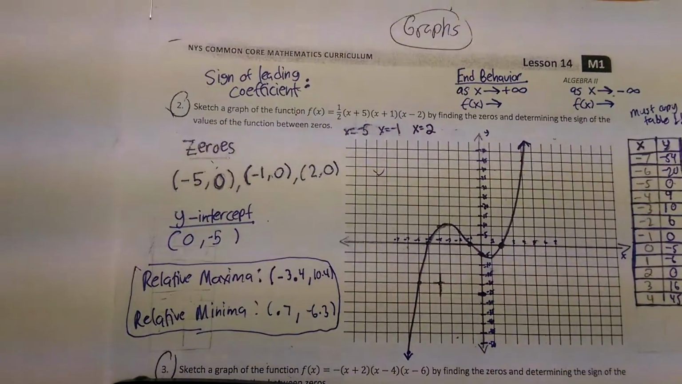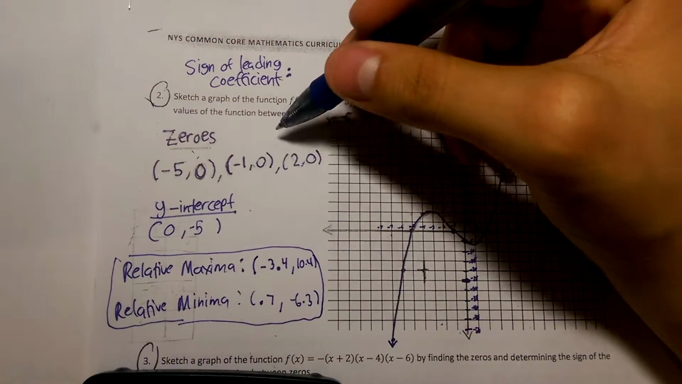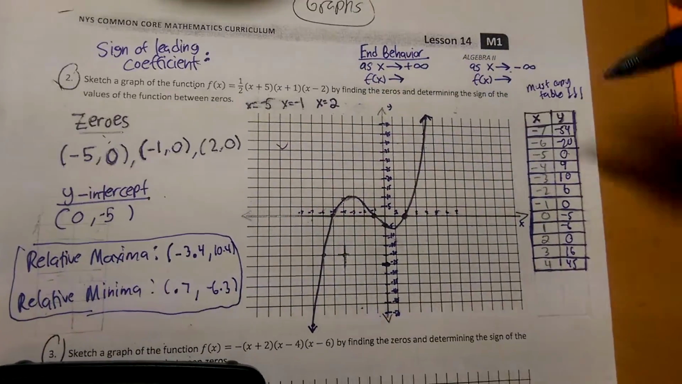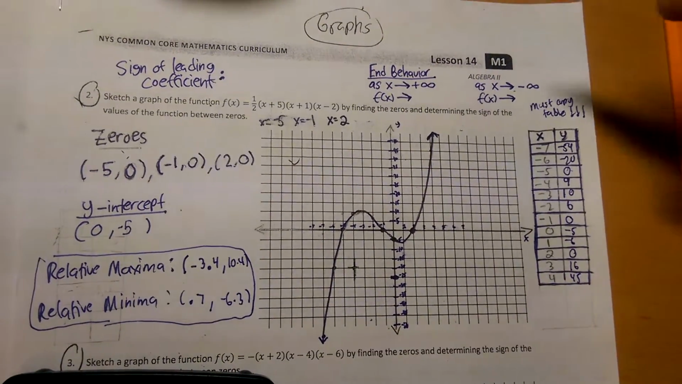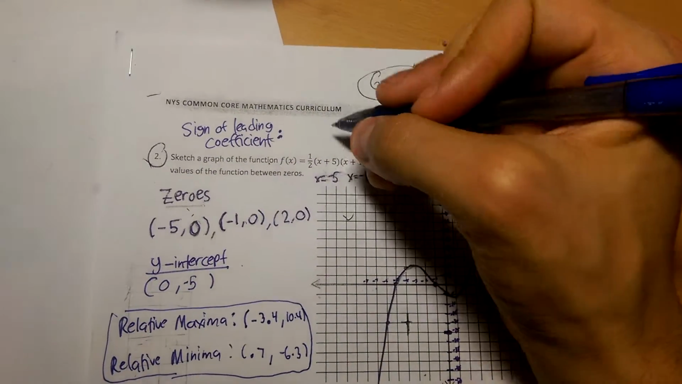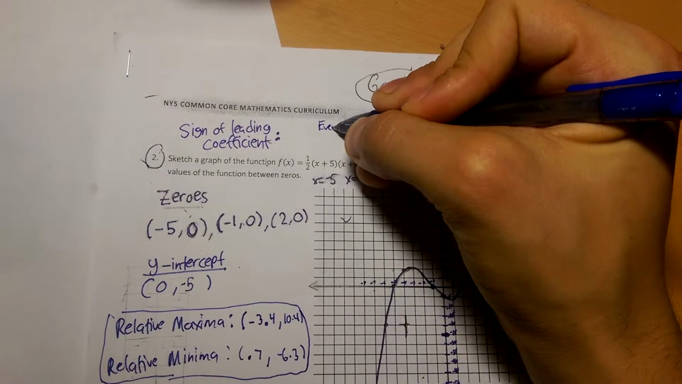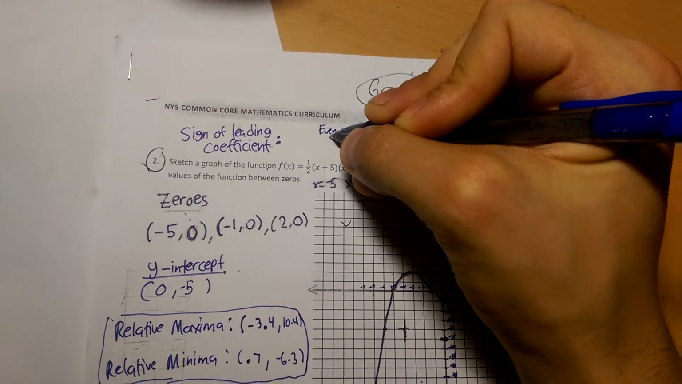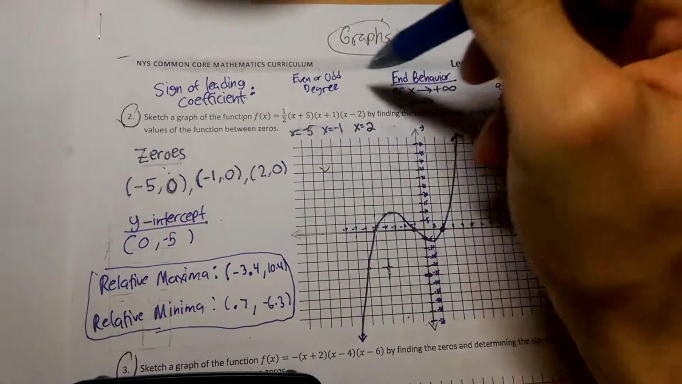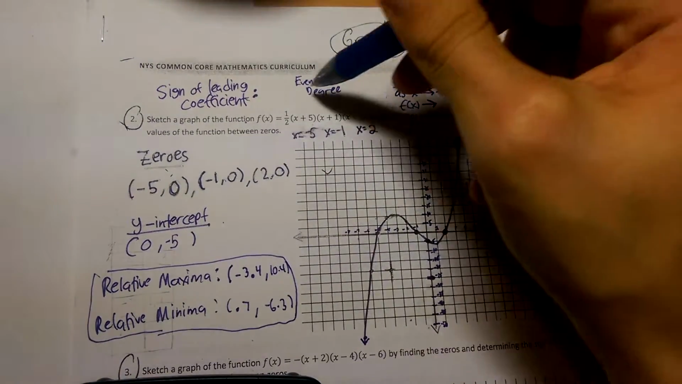So again, just to summarize, we got the zeros, we got the y-intercept, we got the relative max minima. I got my table of values, really pretty. These two things, leading coefficient and behavior, and one more thing in the middle, okay? Even or odd degree. I forgot to mention that. So by the way, these three things are from Friday, okay?